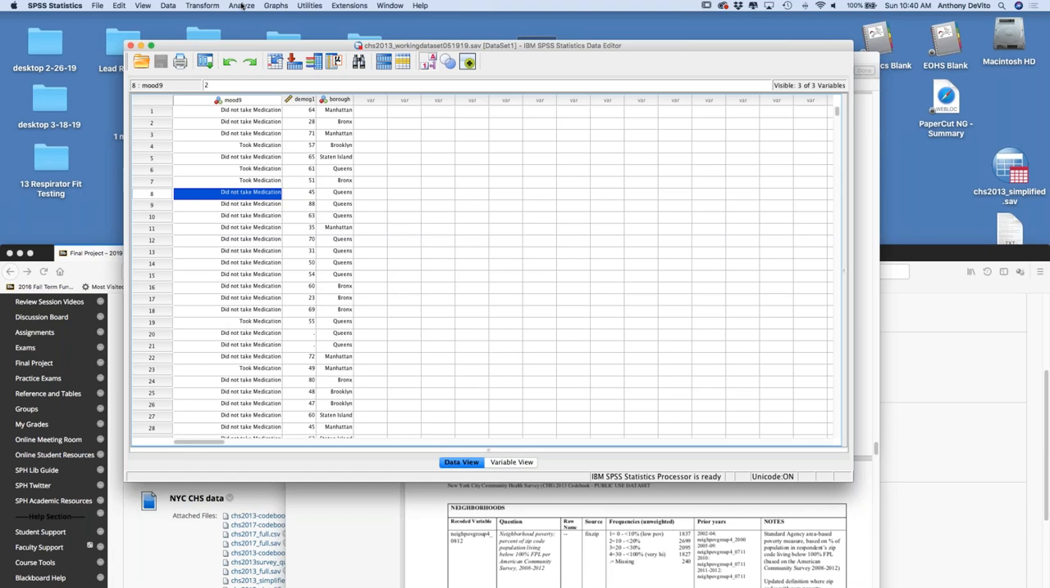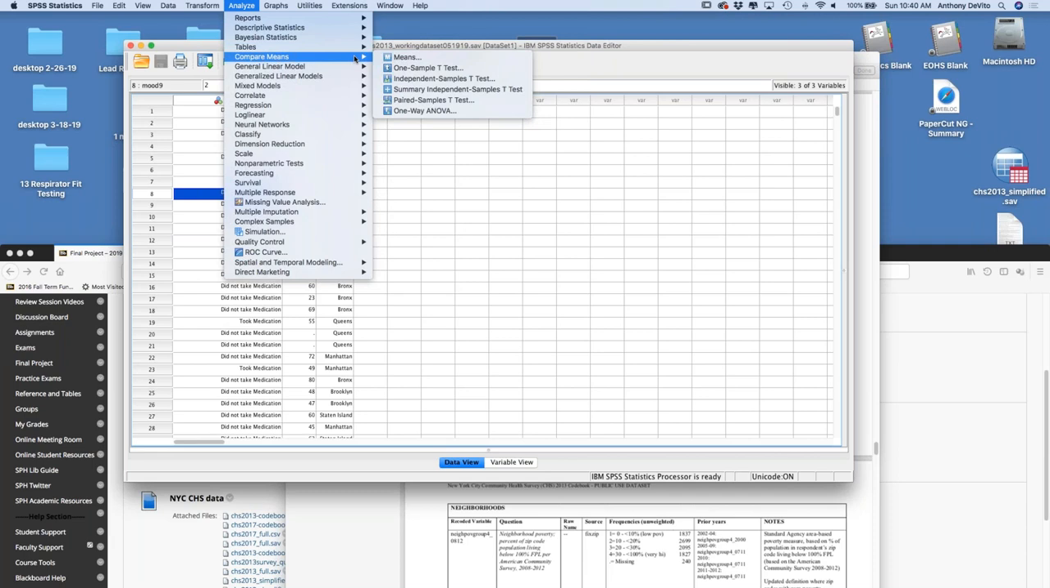So I'm going to go up to Analyze, and I'm going to say Compare Means, and I'm going to go to Independent. It's not a one sample t-test. It's not like I'm taking the average age of people who took the medication and comparing it to a number I have in my head, like 50. Is it over 50, under 50? Then that would be a one sample t-test because I'm only looking at the ones who took medication. If I want to compare the two groups to each other, I would go to independent samples t-test.